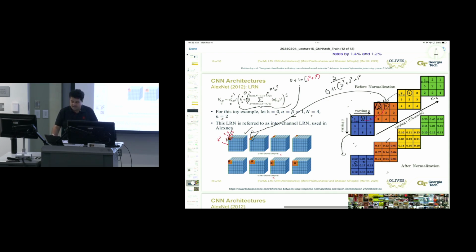All you're taking is the element itself, adding the square of the element to its left, which is the 2 square here, and the square of the element to its right, which in this case is 1 square, along with itself squared, which is 2 square.